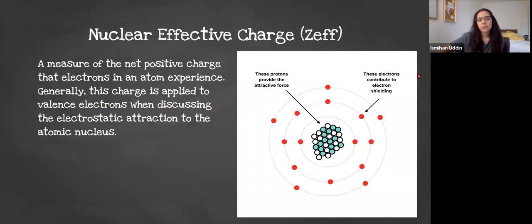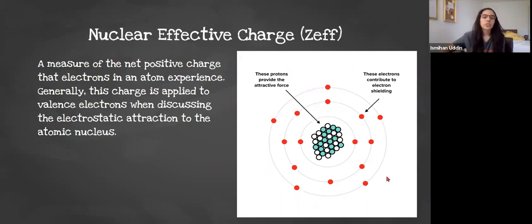Then we have Zeff, or effective nuclear charge. So we have our protons, and we also have this electron shielding going on. When we have the protons, we have to take away the force of repulsion that's provided by the electrons within the electron shielding, and then we get the actual effective nuclear charge. So that's the actual pull of the nucleus when you take away the repulsion of the electron shielding.